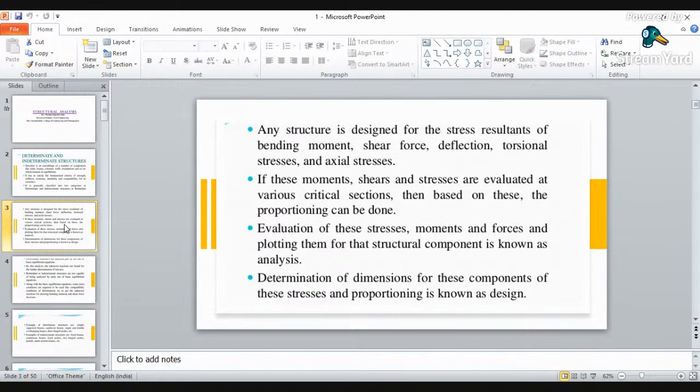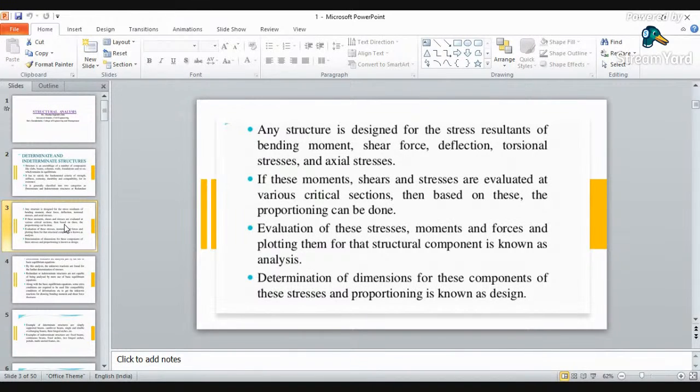So I will try to make the difference between the statically determinate and indeterminate structure. Now, the most common type of structure in your day-to-day life is your residential building. Now, a residential building is a statically indeterminate structure. In order to understand the indeterminate structure, first we have to analyze the statically determinate structure.